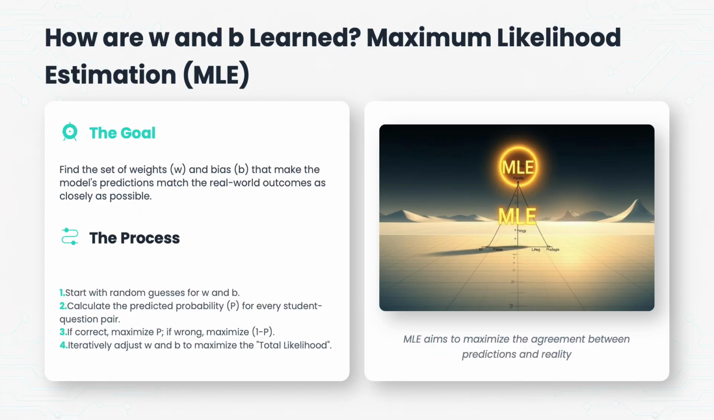You might be wondering, how do we find the optimal values for the weights and bias? The answer is a method called maximum likelihood estimation, or MLE. The idea is simple. We want to find the parameters that make the model's predictions look as much like the real data as possible. We start with random guesses and keep adjusting the weights and bias until the model's predictions are as accurate as they can be for the entire dataset.